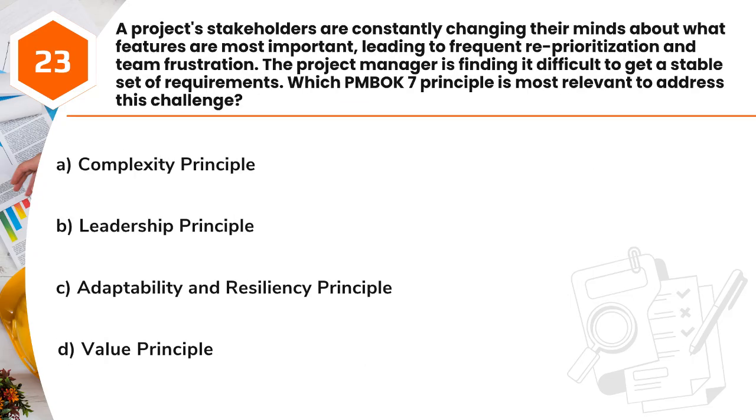Question 23. A project's stakeholders are constantly changing their minds about what features are most important, leading to frequent reprioritization and team frustration. The project manager is finding it difficult to get a stable set of requirements. Which PMBOK 7 principle is most relevant to address this challenge? A. Complexity principle. B. Leadership principle. C. Adaptability and resiliency principle. D. Value principle.